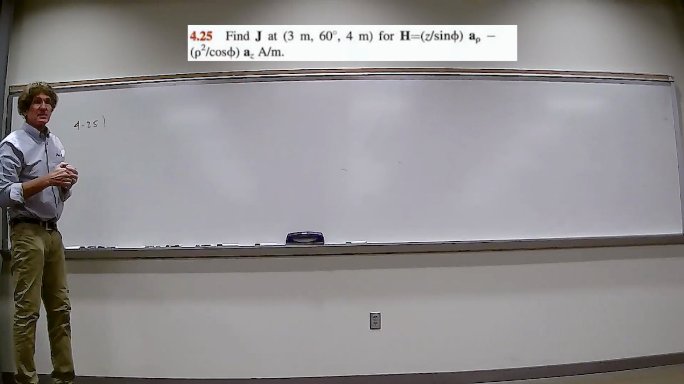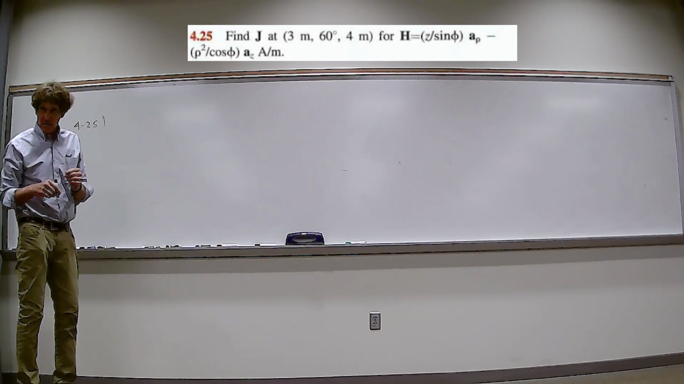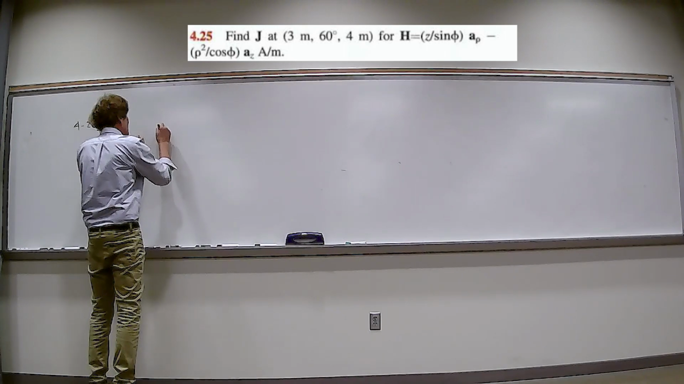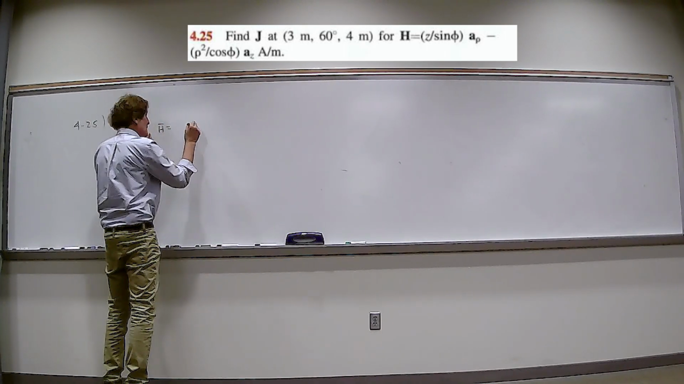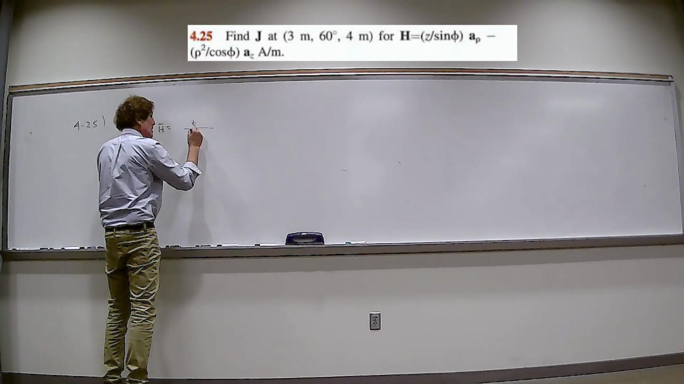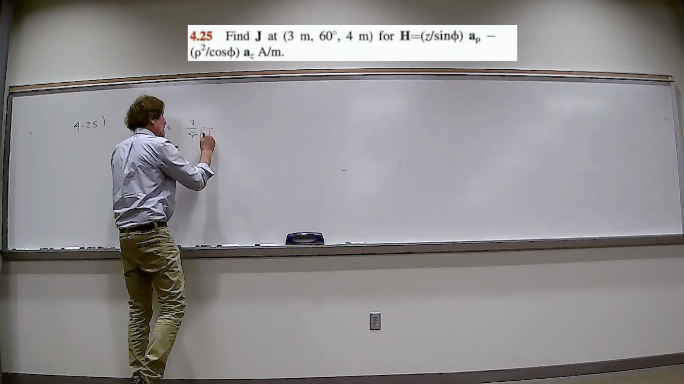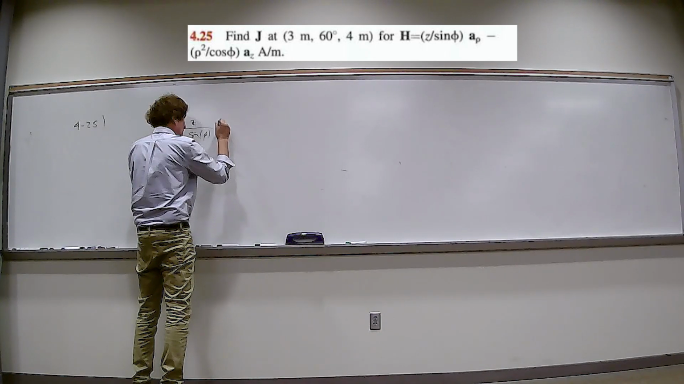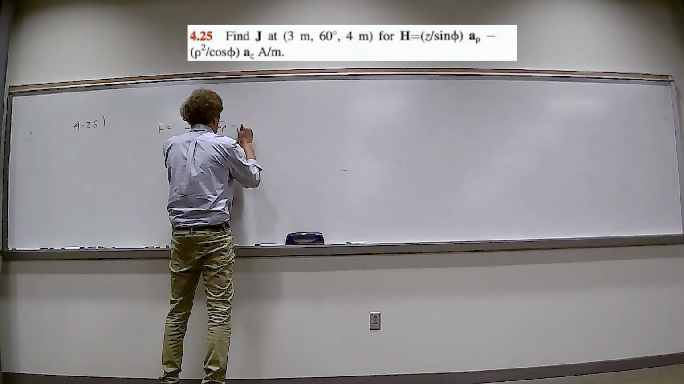Can you give me specifics on it? It's finding the J at a position in the H field. Give me the H field. H equals Z over sine B, in the A rho direction, minus rho squared over cosine B.